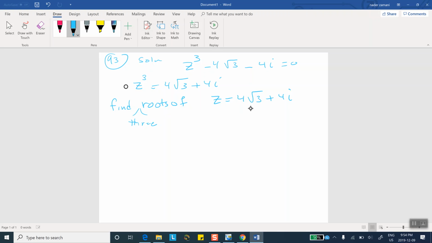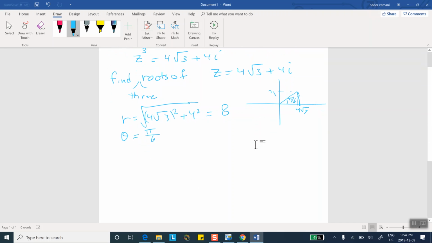There's three of them, right? So let's find out where this thing is. 4 root 3 is going to be something like that. This is 4 root 3, and this is a 4. This angle, we have done it so many times. This is going to be pi over 6. Okay. And your r is going to be, we have done this, the square root of root 3 squared plus 4 squared. And I believe this came out to be 8. Okay. And theta came out to be pi over 6. We did this problem, okay, but I'll write it anyway.